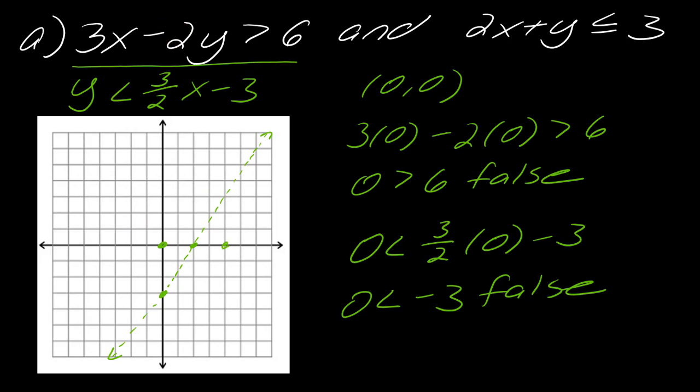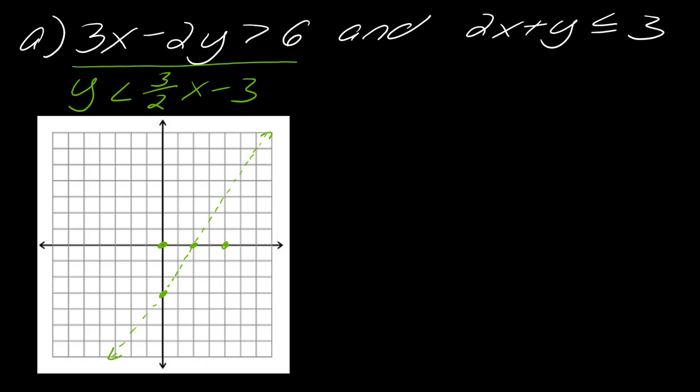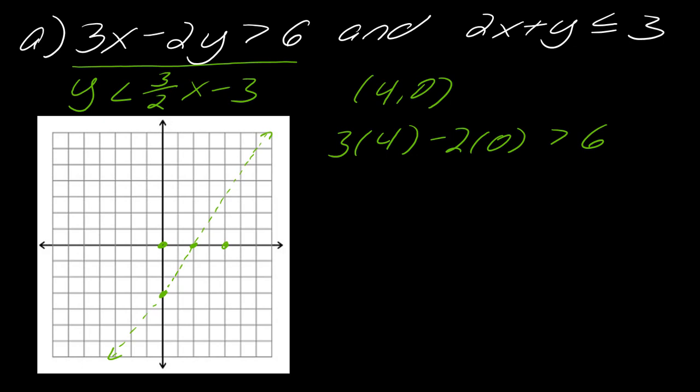So I'm going to choose a point on the other side. Let me get rid of all this. And so now I'm going to use this point, see, 1, 2, 3, 4, 0. So I'm going to plug this in, and I'm going to plug it into this because, like I said, it doesn't matter which equation I plug it into. So this will be 3 times 4 minus 2 times 0 is greater than 6. So let's see. This will give me 12 is greater than 6. That is true. So that means that this would be the side that I would want to shade.